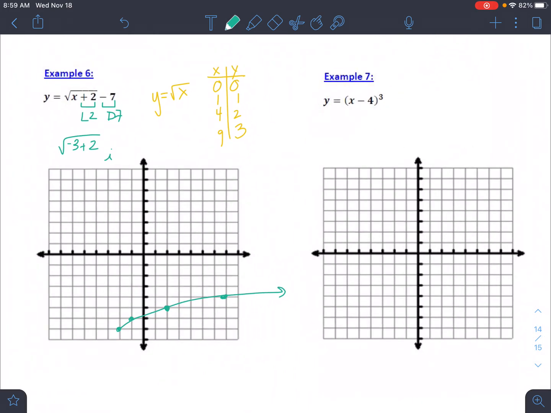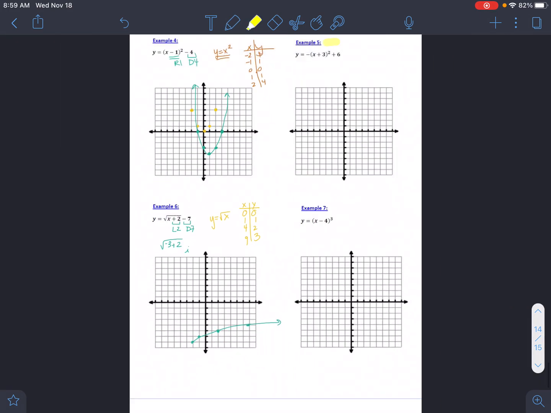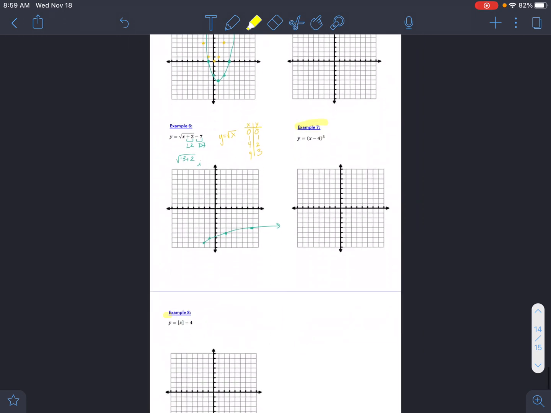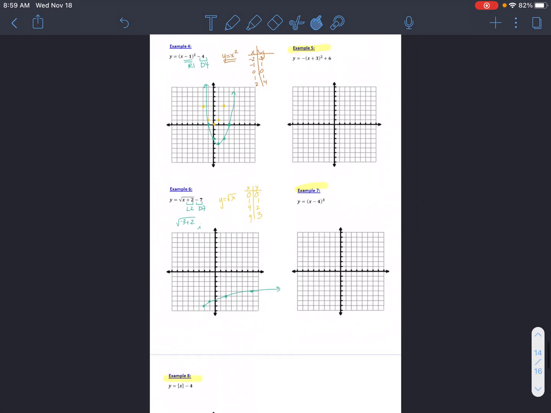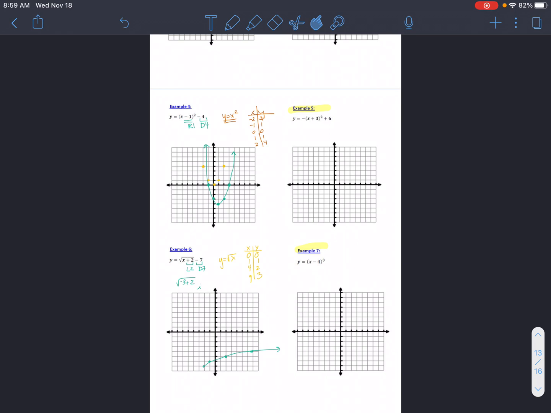All right, guys, well, we're going to leave some of these examples, 5, 7, and 8 for class tomorrow. Thank you so much for watching, and make sure you feel comfortable with those shifts within the graph and what each one does.